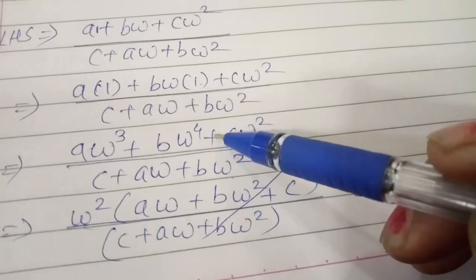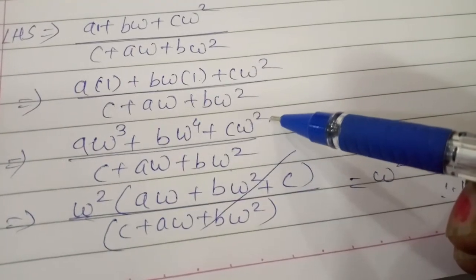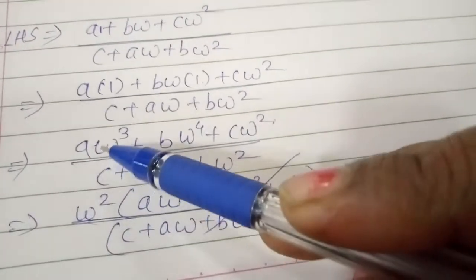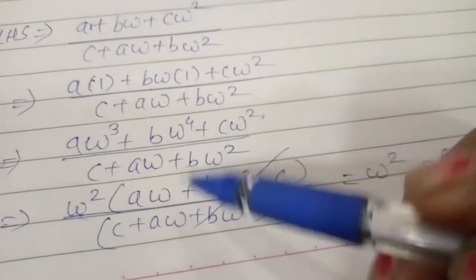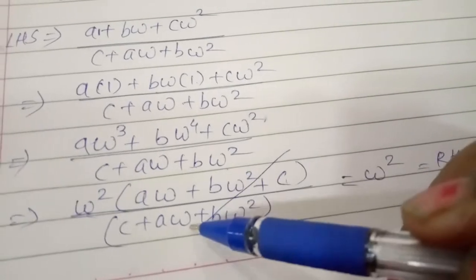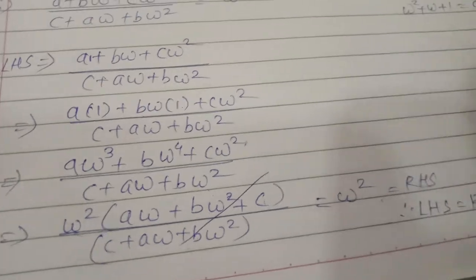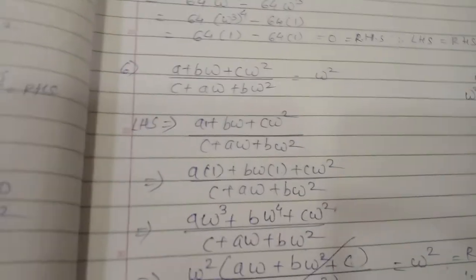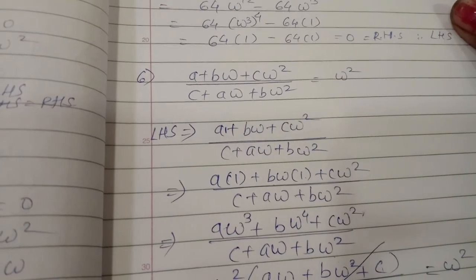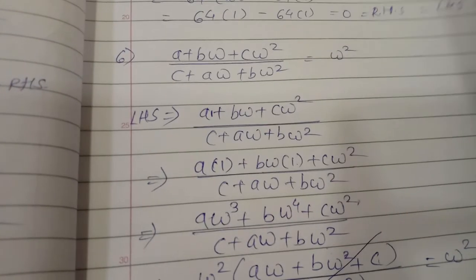These terms are as it is, and from the numerator we take omega square as common. The one with the lowest power, we take that as common. So a omega here, b omega square and c as it is. See, the numerator and denominator are the same, the brackets get cancelled, and so the answer is omega square, and so LHS equals RHS. So these are some 6 examples. There are a total of 10 examples. So I solved here the first 6 examples from question number 2, and the remaining examples are for your homework.